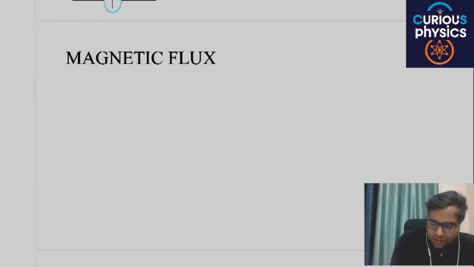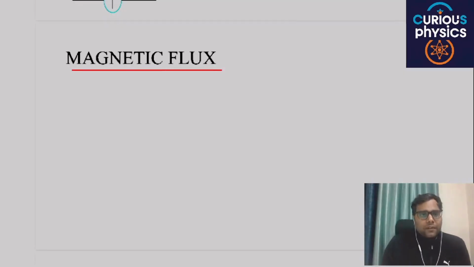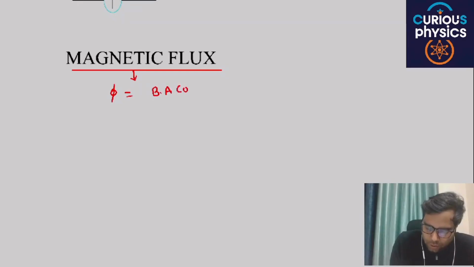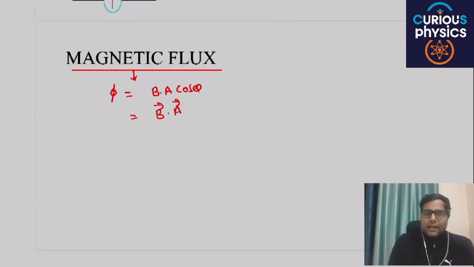So next basic concept is magnetic flux. We have studied in chapter 1 the concept of electric flux. In the same way we will study the concept of magnetic flux. Magnetic flux is nothing but the magnetic field passing through an area. Magnetic flux is denoted by phi, and it is equal to B A cos theta, or you can say that it is the dot product or scalar product of magnetic field and area.